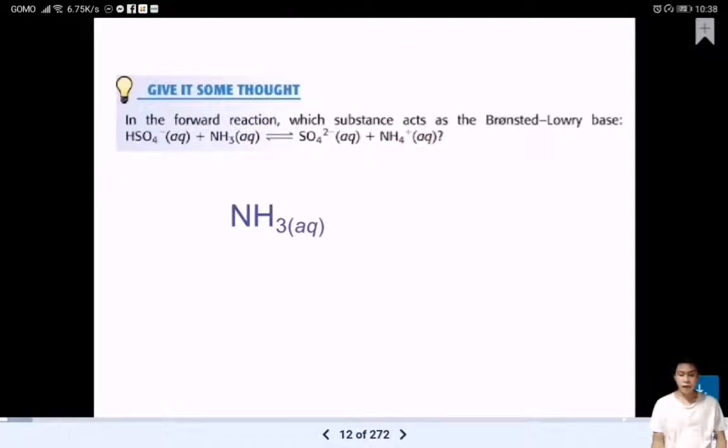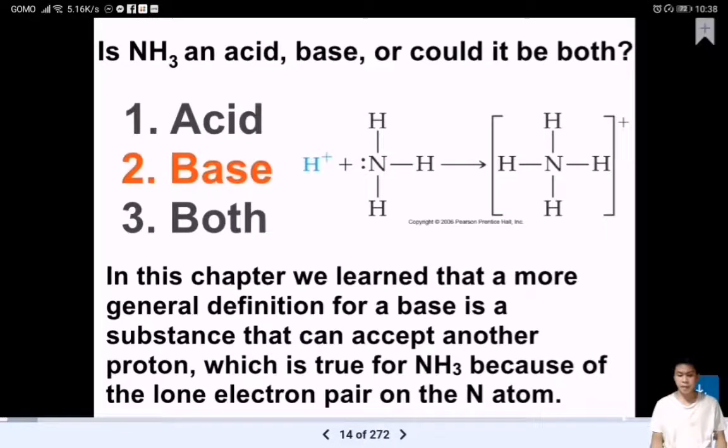So in the forward reaction, which substance acts as the Bronsted-Lowry base? HSO4 minus, NH3, HSO4 minus plus NH4 plus. So the answer is NH3 aqueous. Is NH3 an acid, a base, or could it be both? So the answer is base.